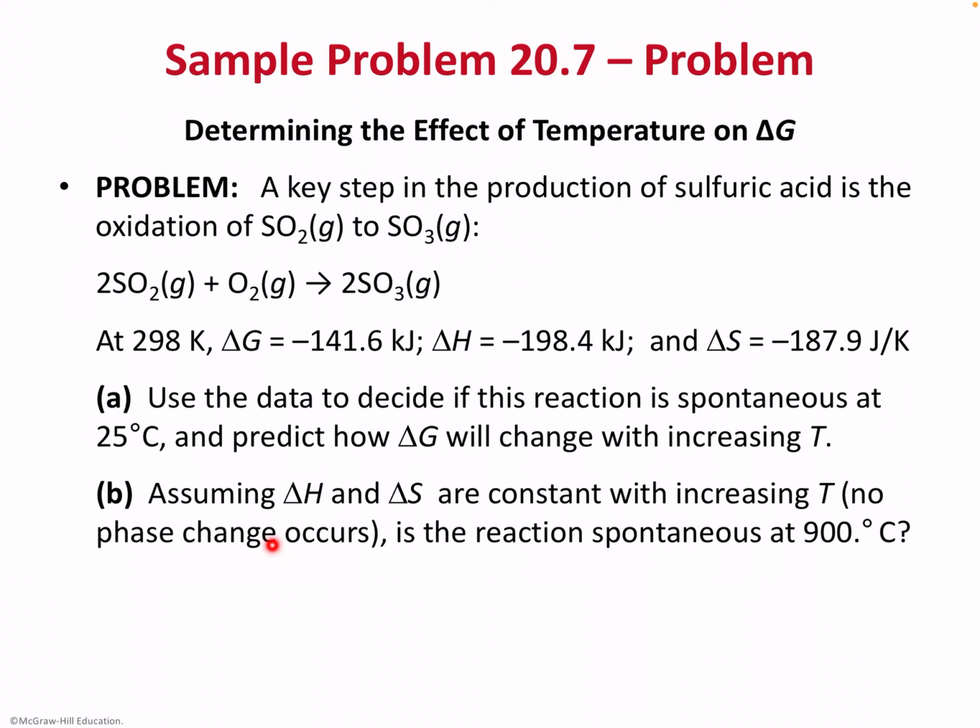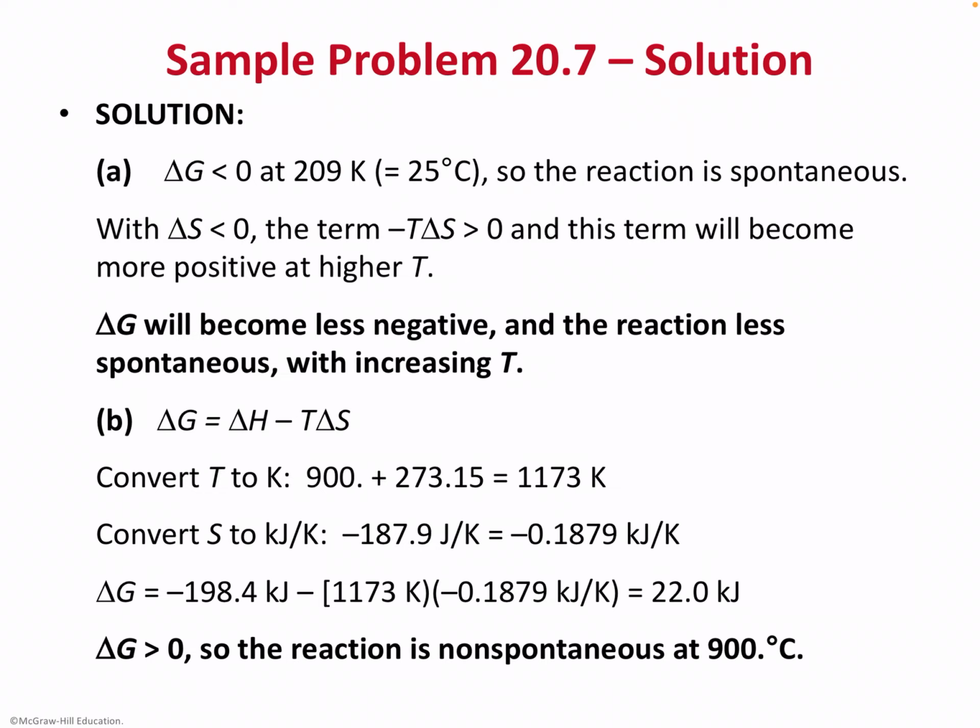And then part B: assuming delta H and delta S are constant with increasing temperatures, no phase change, is the reaction spontaneous at 900 degrees Celsius? Now we can use the equation delta G equals delta H minus T delta S, having the temperature 900 with these given values. We first need to convert 900 Celsius to Kelvin by adding 273.15. And then entropy is given in joules, so we need to convert it to kilojoules.